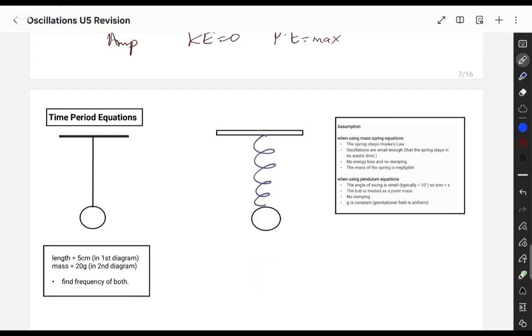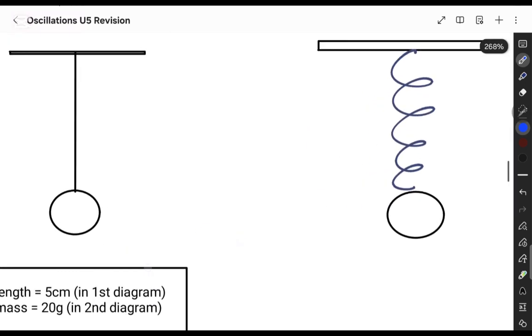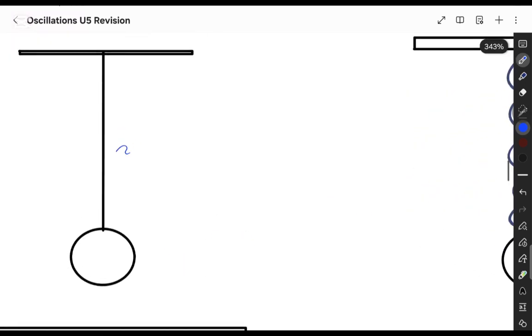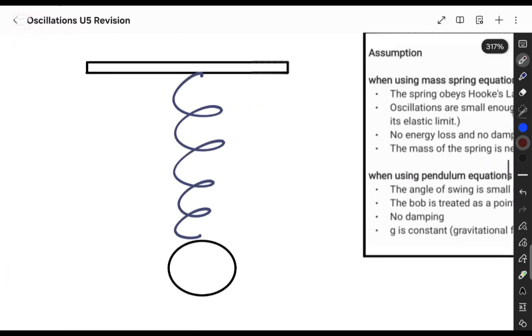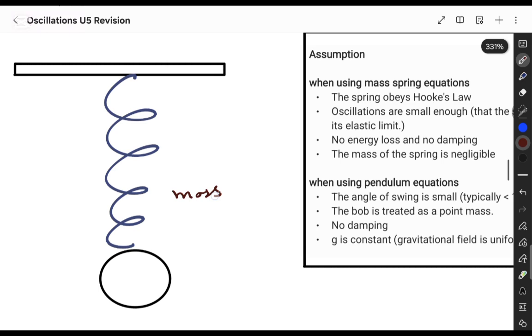Okay, so now we're going to be talking about the time period equations. Whenever you have something like this, where you have a thread and then a small ball or a bob, this is like a pendulum. A pendulum is going to have a separate equation, and this is what we call a mass spring system. So you need to be able to identify these systems.